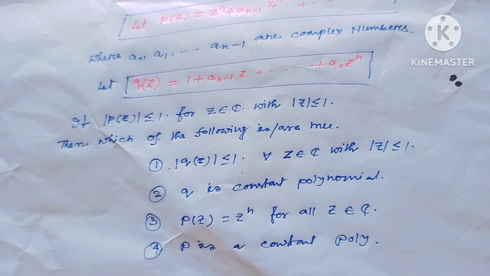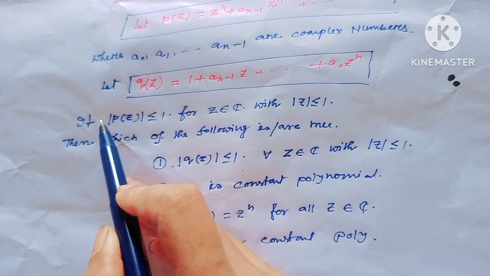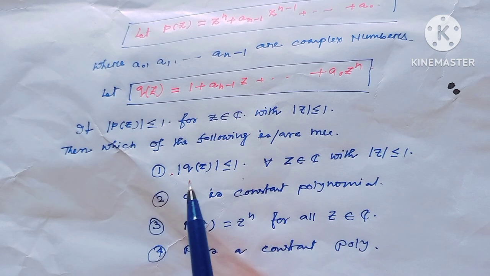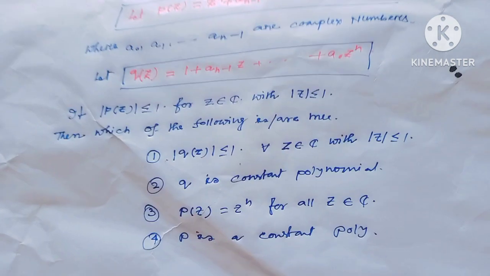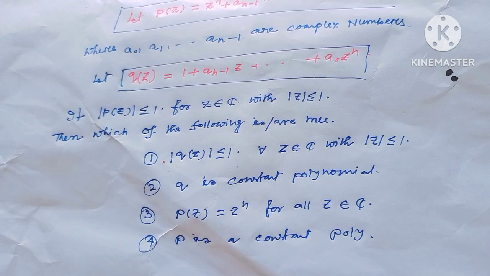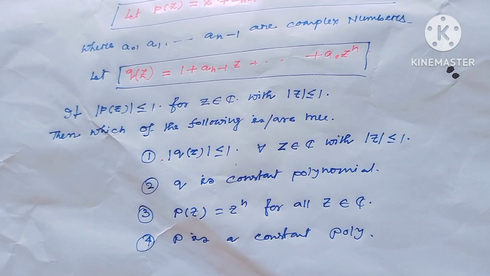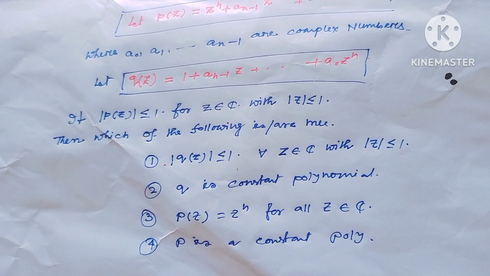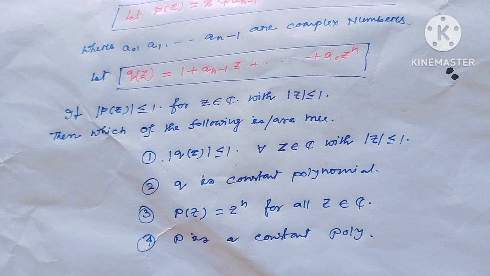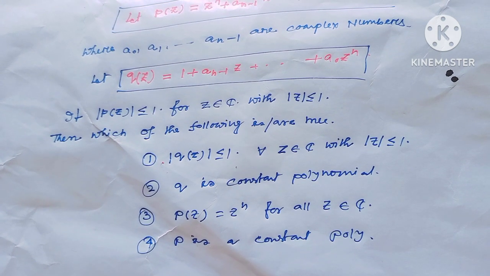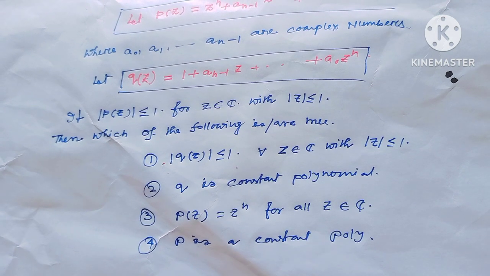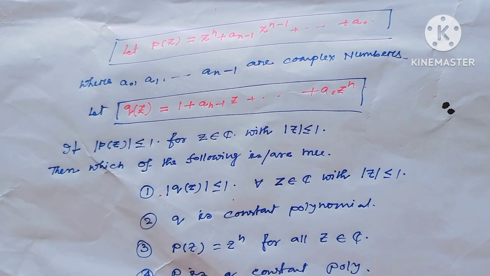Option 1: given modulus of P(z) less than or equal to 1, that implies modulus of Q(z) is less than or equal to 1, and this is true for all z belonging to complex numbers with modulus of z less than or equal to 1. Option 2: Q is a constant number. Option 3: P(z) equals z^n, where z belongs to complex numbers. And option 4: P is a constant polynomial. Which of the following is a true option?